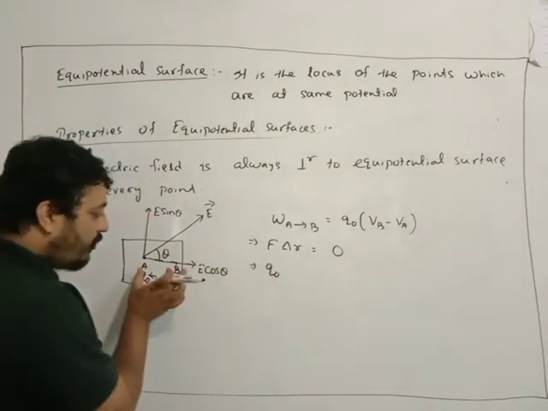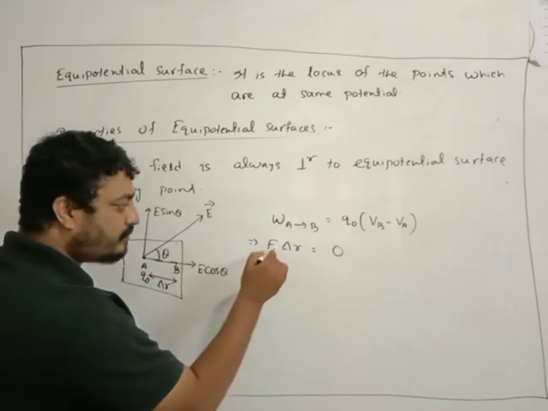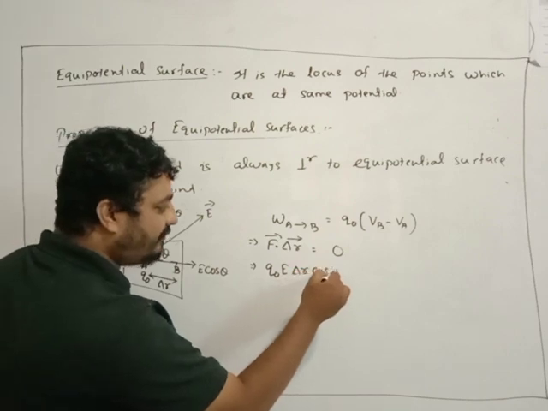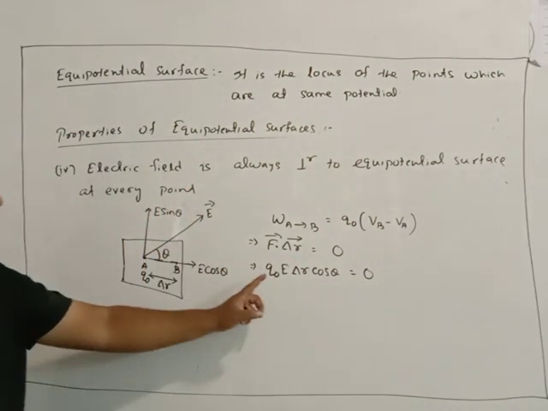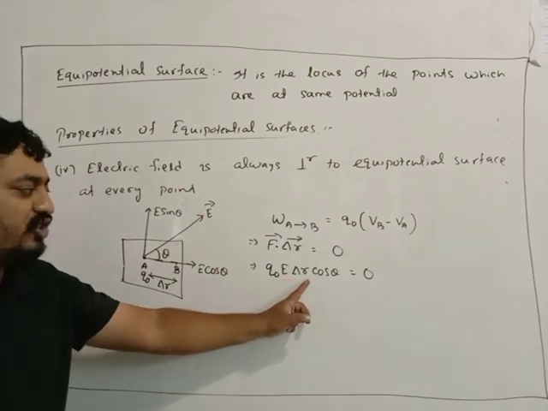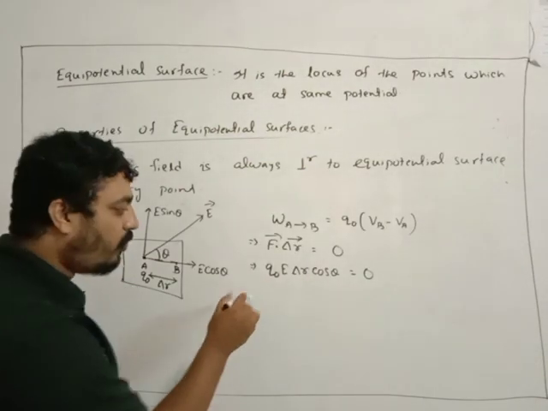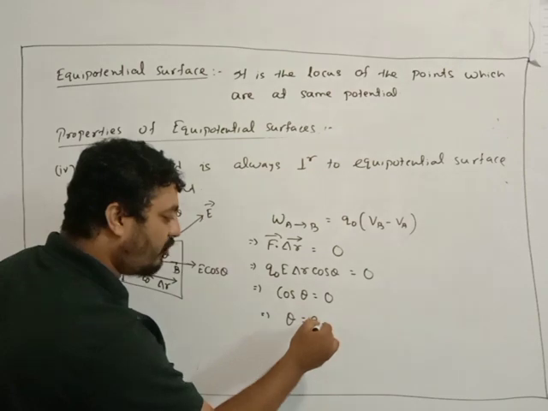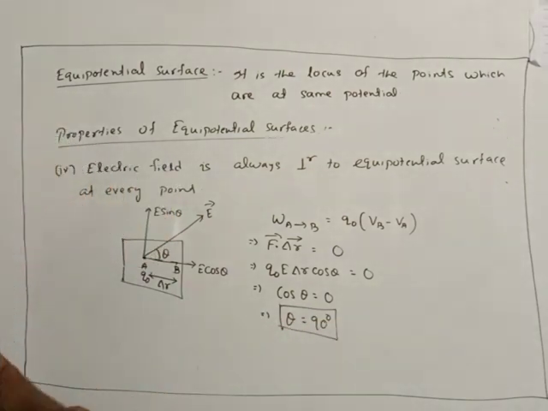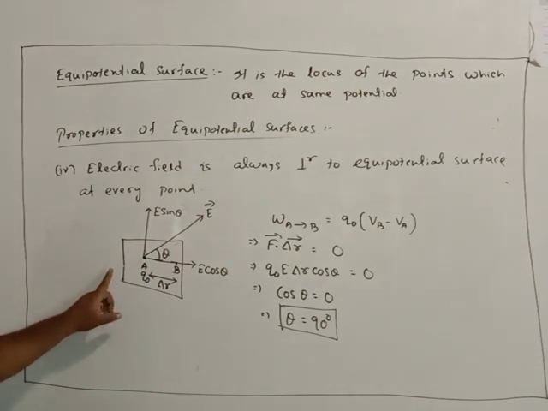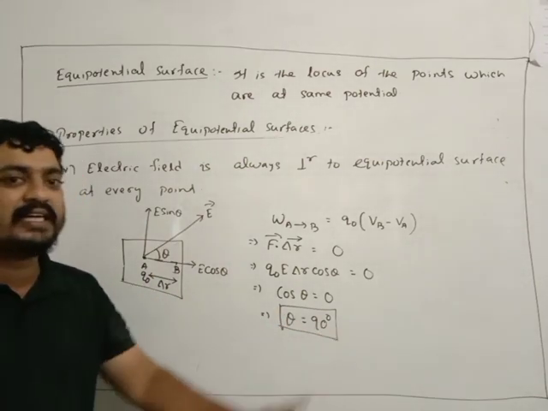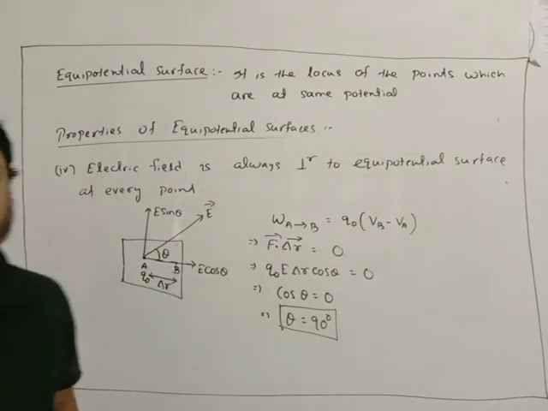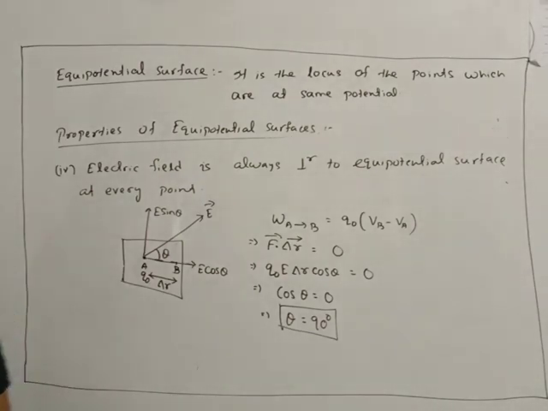Now F equals Q naught into this component, so this is Q naught E delta R cos theta. Now here Q naught, E and delta R are non-zero, but their product is 0. So the only possibility is cos theta equals 0, that is theta equals 90 degrees. So theta is the angle between electric field and the surface. So in every case theta must be equal to 90 degrees. So we can say electric field is always perpendicular to equipotential surface at every point.